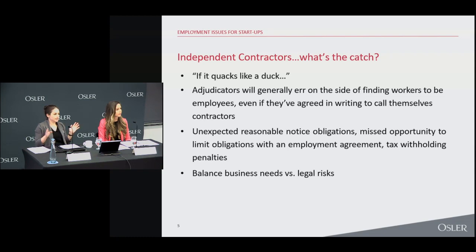Sometimes you just need to bring someone on. You need to bring them on as a contractor, and you might be willing to take the risks. You might have a great relationship with them, but these things do go south. We see it happen all the time, and they can be material liabilities.